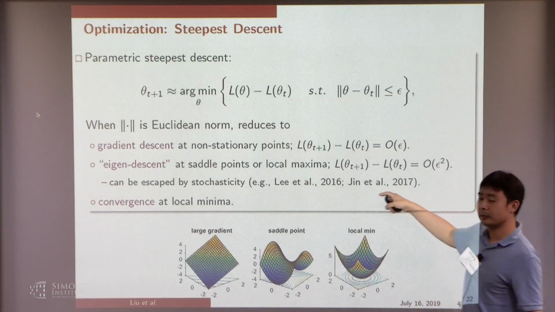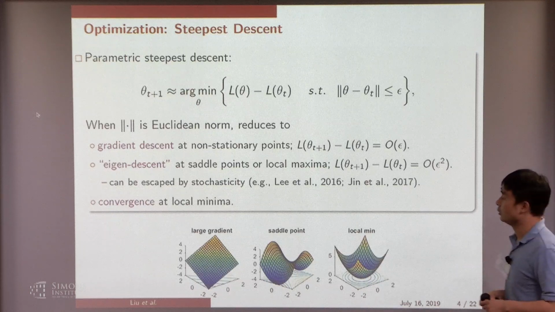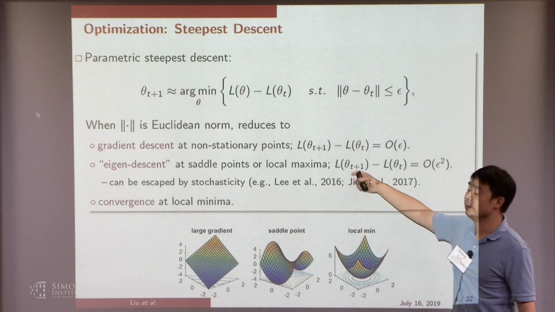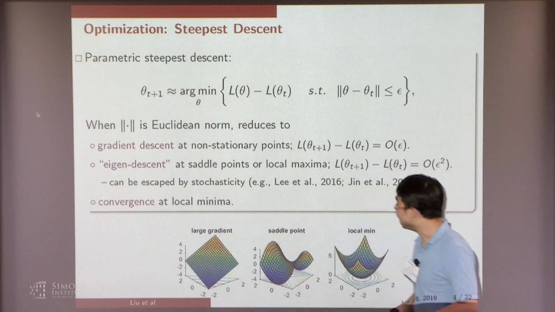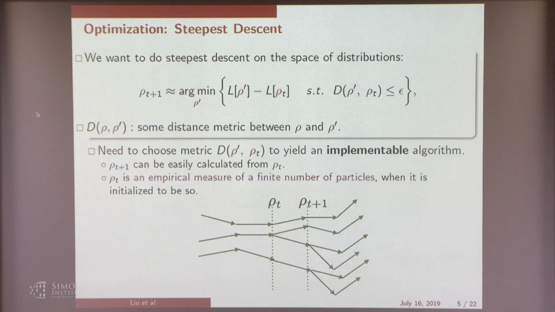Now, in practice, we already know that we can just escape the saddle points using random initialization or random noise without calculating the eigen directions. And then the algorithm will converge at a local optimum, local minimum. Right. So we want to do things that are parallel to this for the functional case.